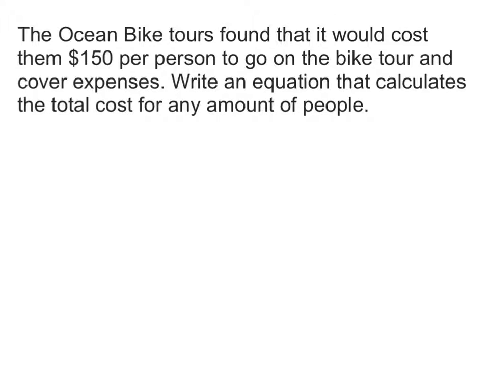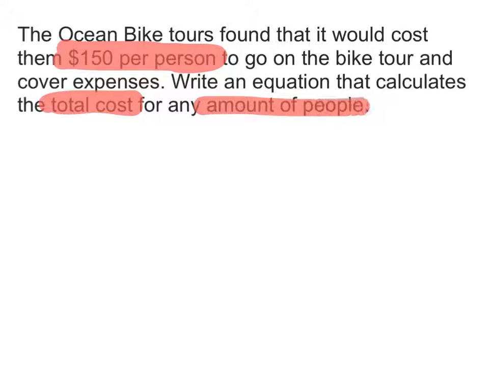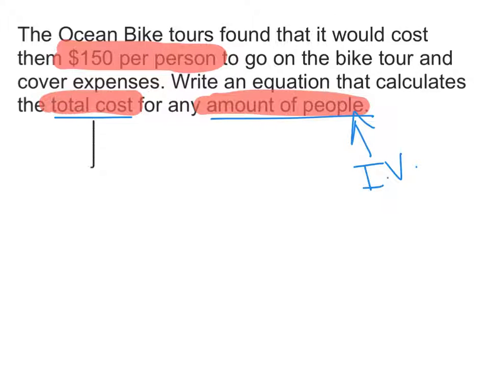So if I look up here, I'm going to highlight $150 per person. I'm going to highlight the part where it says calculate the total cost for any amount of people. Okay, so right now I need to figure out what is my independent variable and what is my dependent variable. So I have total cost and I have amount of people. Well, my amount of people is controlling the total cost, so amount of people would be my independent variable and total cost would be my dependent variable.